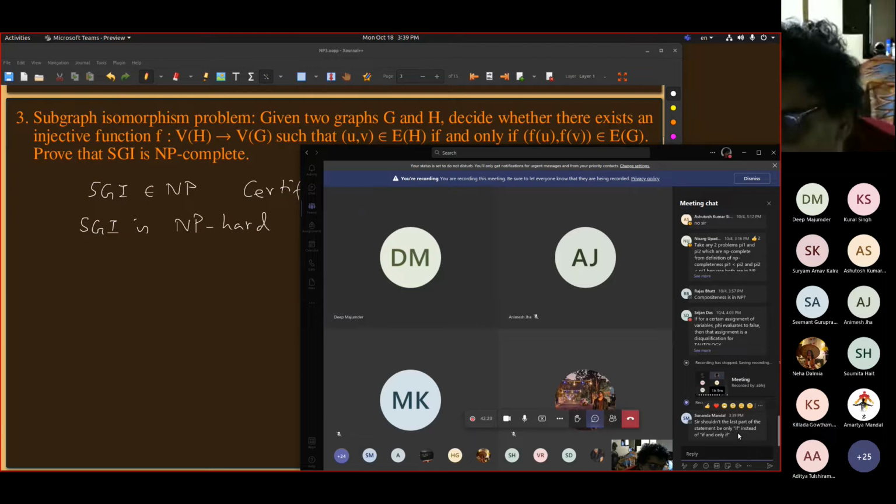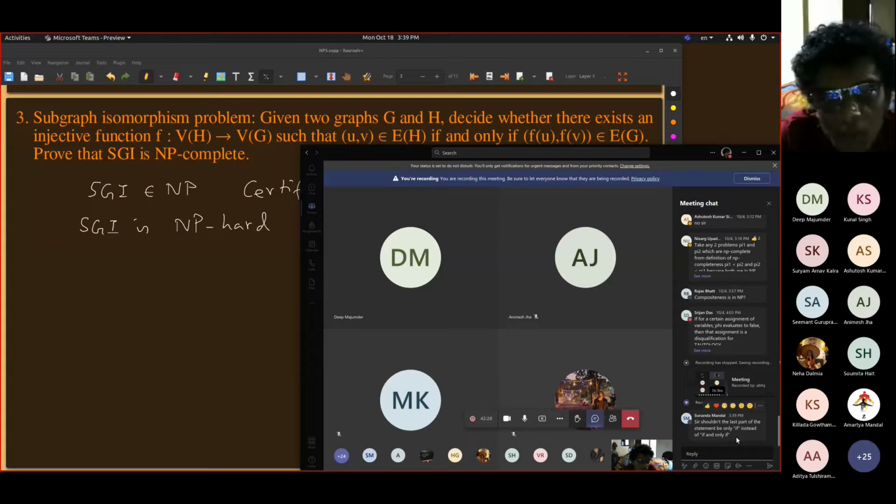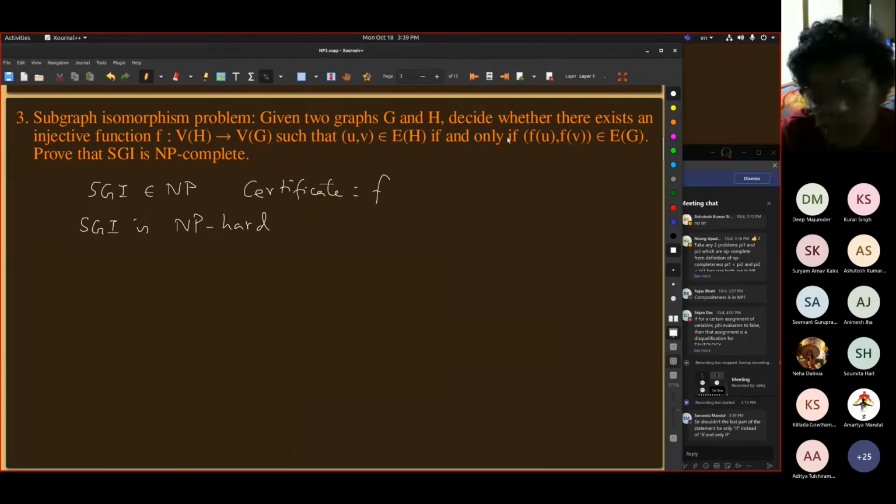Which question are you talking about? Oh, this one. This if and only if. Yes, sir. Why if and only if? Sir, because there might exist an edge in G that is not present in H. Okay, so you are talking about something which is not in the range of f. Yes, sir. Okay, but this is clearly in the range of f. Got it, sir.